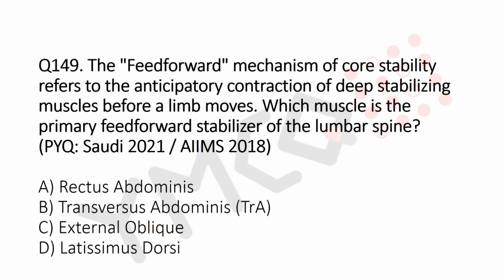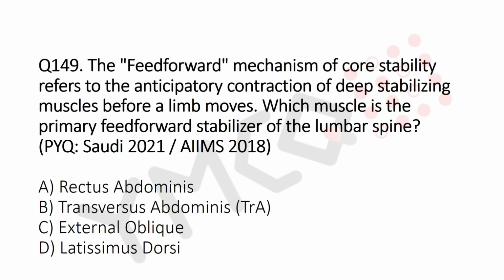Now let's move to question number 149. The feed-forward mechanism of core stability refers to the anticipatory contraction of deep stabilizing muscles before a limb moves. Which muscle is the primary feed-forward stabilizer of the lumbar spine? Option A, rectus abdominis. Option B, transverse abdominis. Option C, external oblique. Option D, latissimus dorsi.